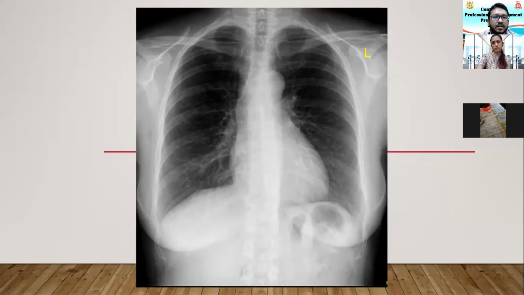whereas in airspace opacifications you will have a consolidation. So it will be like a large area of confluent opacification. You will see it in airspace opacification, but in interstitial you will have a linear pattern tracking towards the hilum, the mediastinum. So it will be linear patchy opacification in interstitial opacifications.